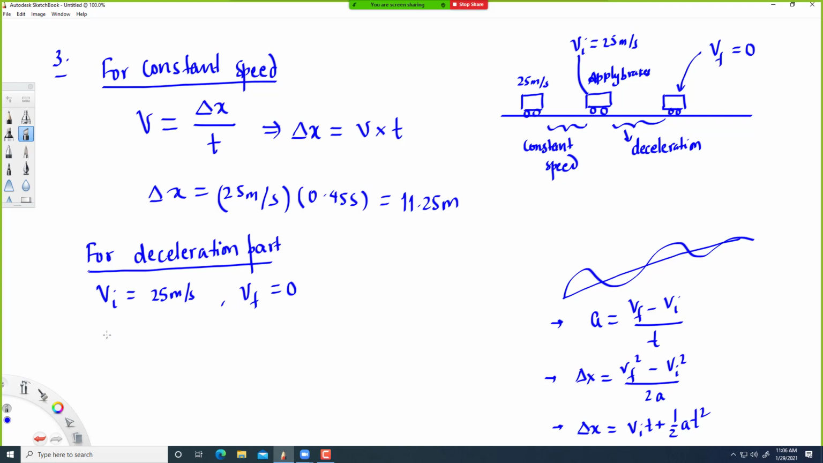And your acceleration. Now, when you are speeding up, your acceleration is positive, and when you are slowing down, your acceleration would be negative. If your question doesn't tell you or doesn't mention the negative sign, then you still need to put the minus sign here. Okay, that negative sign means you are slowing down. Okay, negative means slowing down. So, as a result of applying the brakes.